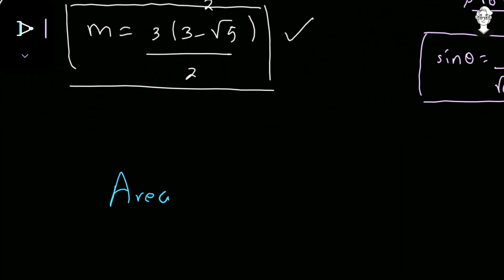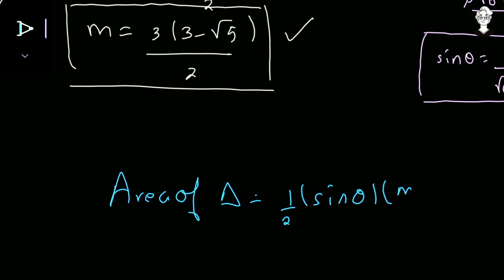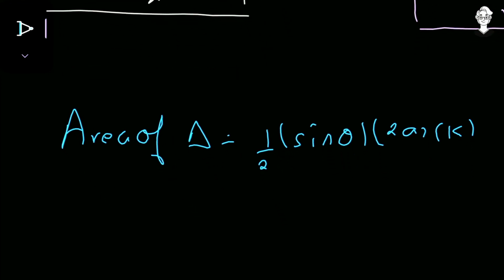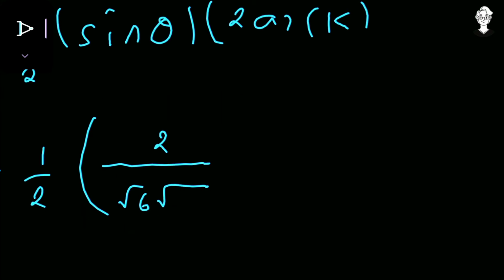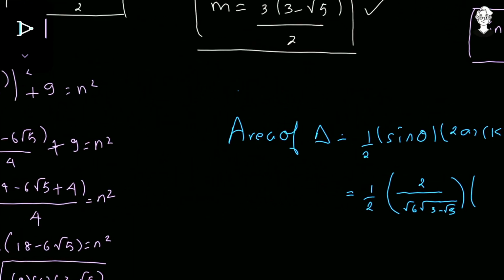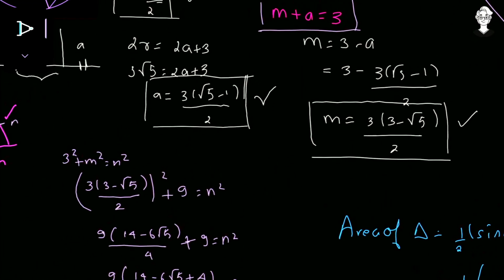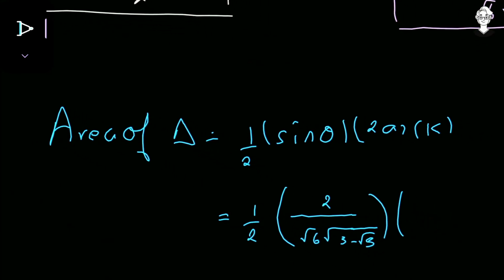So area of this particular triangle is half of sine theta into m plus a, not m plus a, into 2 times a, sorry, yes, 2 times a into k. So half of sine theta has a value that is 2 upon square root of 6 times square root of 3 minus square root of 5. Yes, this is the value of sine theta. The value of 2 times a, so value of a, yes, it is 3 times square root of 5 minus 1 upon 2.